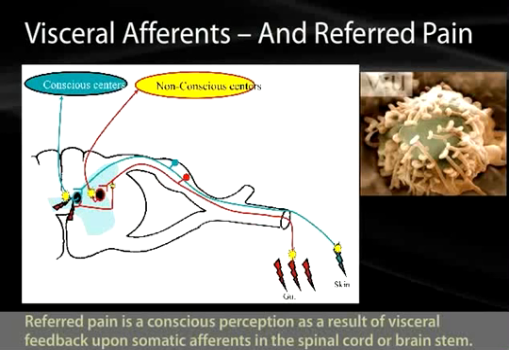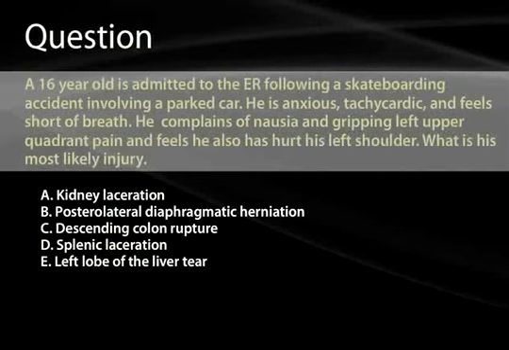Well, let's look at one. A 16-year-old is admitted to the ER following a skateboarding accident involving a parked car. He's anxious, tachycardic, and feels short of breath. He complains of nausea and gripping left upper quadrant pain and feels he's also hurt his left shoulder. What is his most likely injury? So here's a patient that's hit the left side of their body into a parked car, and they think they've hurt their shoulder and their abdomen.